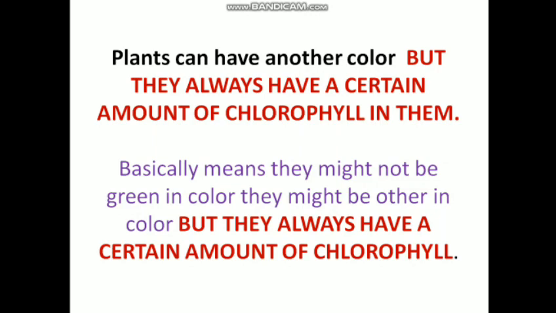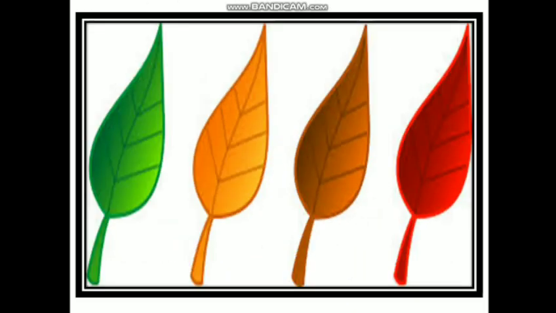But the other pigment, for example the red pigment, yellow pigment, or the orange pigment that they have, is a little bit stronger than chlorophyll. That means the red, yellow, orange color is stronger in the leaves than chlorophyll. So this is the reason, my dear students, that they do not have the color green, but every other color, but that doesn't mean that they don't have chlorophyll.